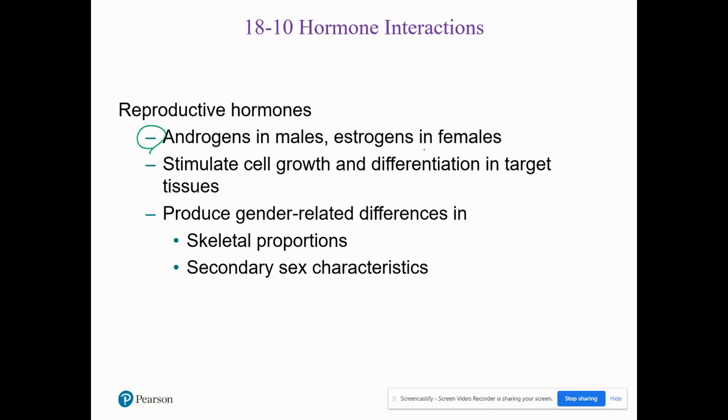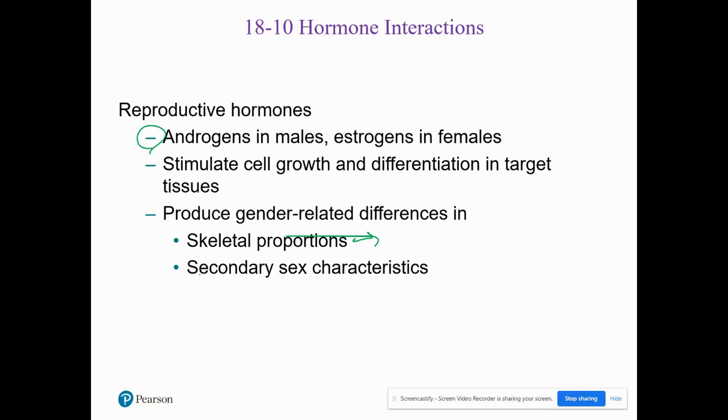All right, so we do see gender-related differences in skeletal proportions. So males tend to end up being taller and broader, like if you think of the width of shoulders, where women end up being generally of shorter stature, but their hips and legs end up being broader, and our femurs end up being a little bit thicker by proportion.